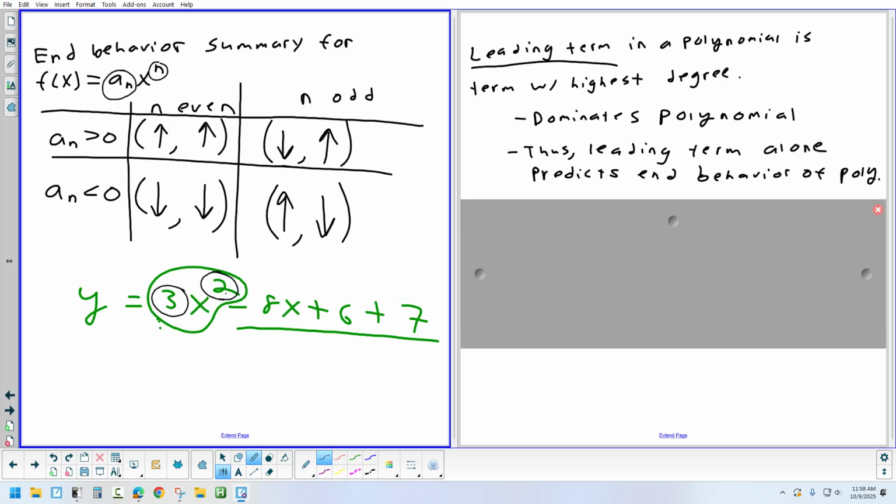To figure out that part, look at the number in front. If it's positive, you're going to be one of these top rows. If it's negative, you're going to be one of these bottom rows. So 3x to the second. Which end behavior would that be? Let's see. Even exponent. Positive number. That fits that one. Even, positive. If it was even and negative, then that one.